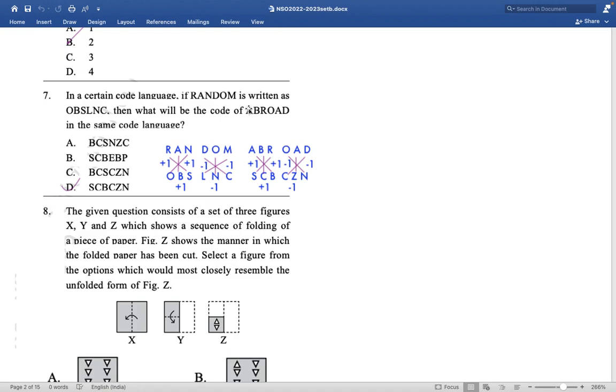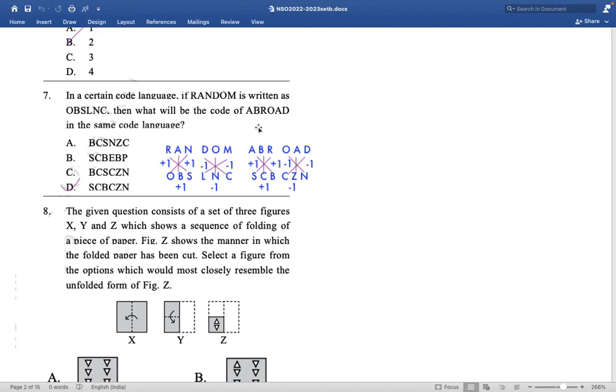In question 7, random is split into 2 parts, RAN and DOM. R plus 1 is S, A plus 1 is B, N plus 1 is O. D minus 1 is C, O minus 1 is N, and M minus 1 is L.